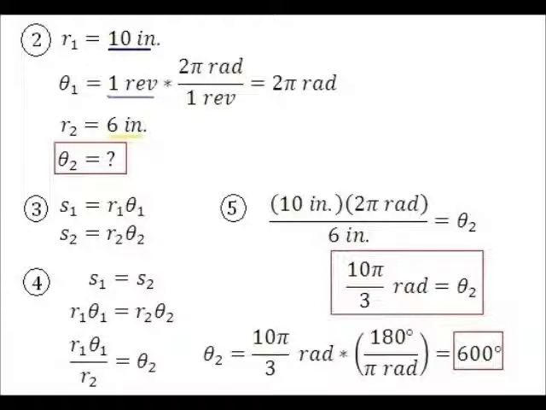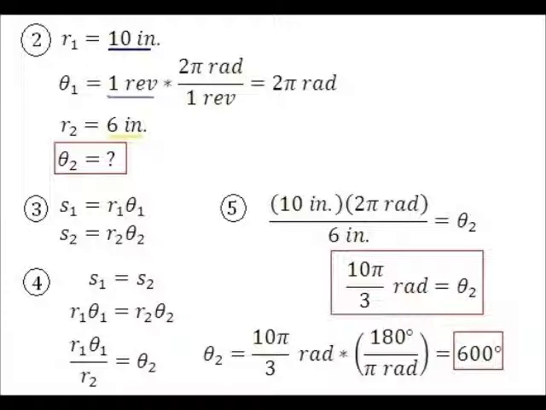Step 4 is to make a connection between these equations. When 2 pulleys are connected by a belt, they undergo the same arc length but different angles. This is the connecting factor, and this is where students get lost on these problems. So I've set S1 equal to S2.